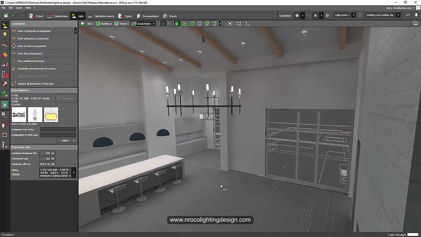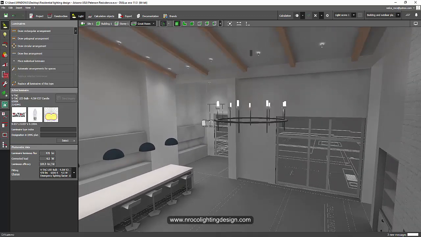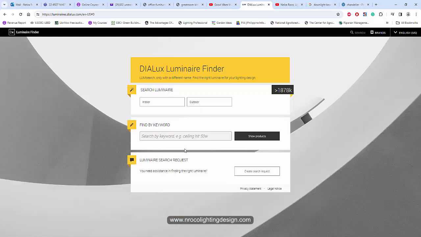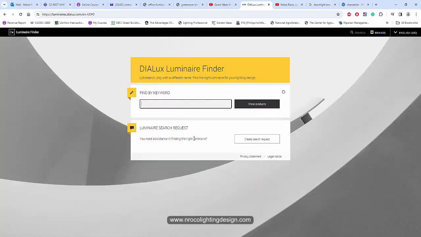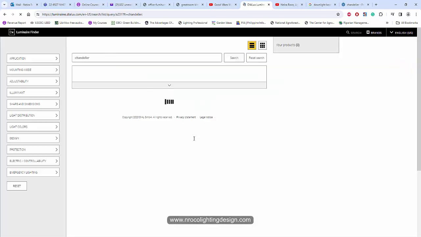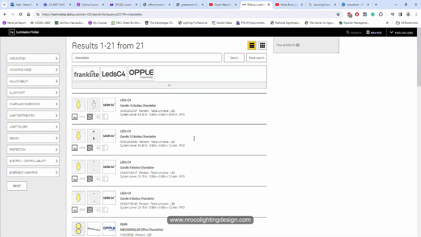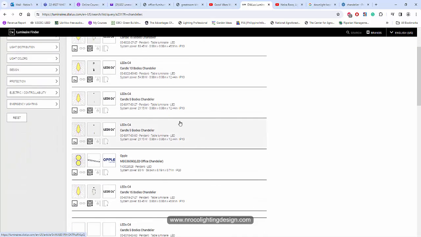What I did first is just to check if there is something in the Loom search. So I checked in the Loom search and typed chandelier. And then what I got is these crazy chandeliers from Loom search.